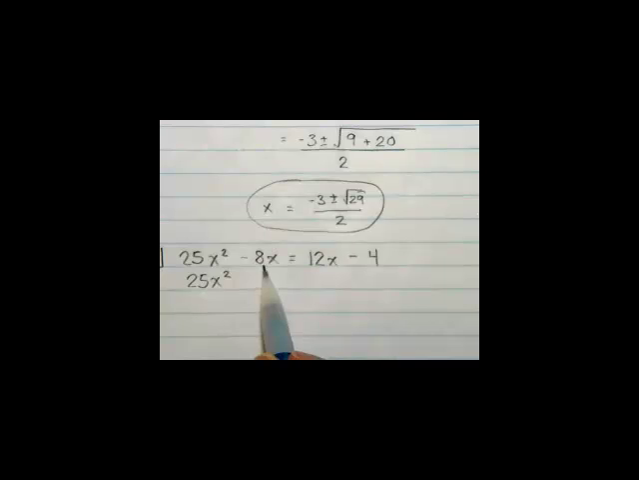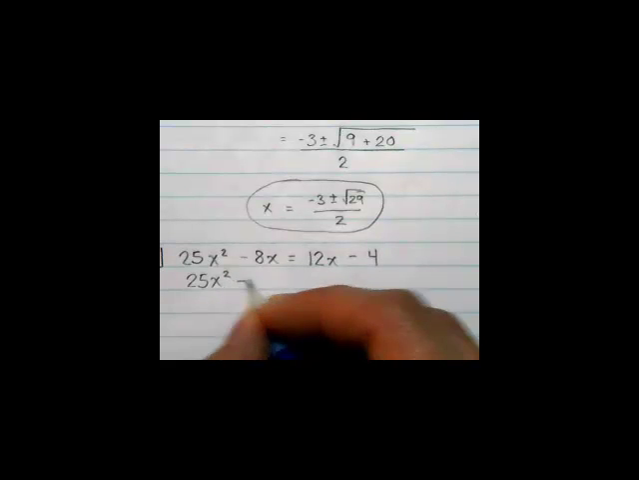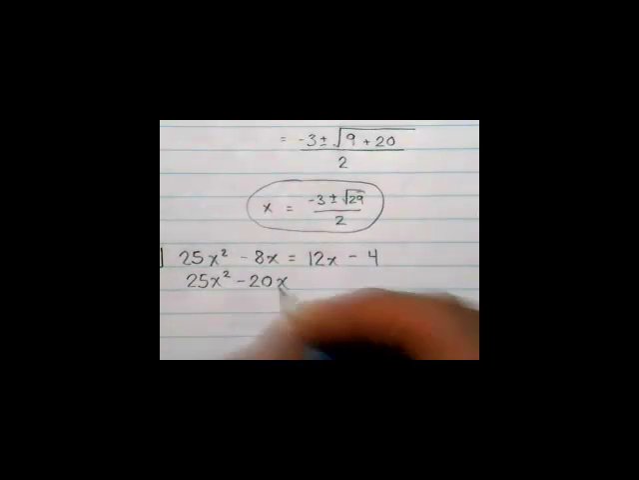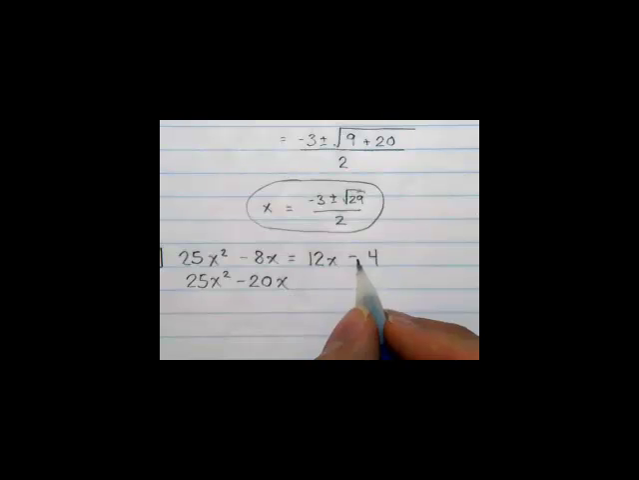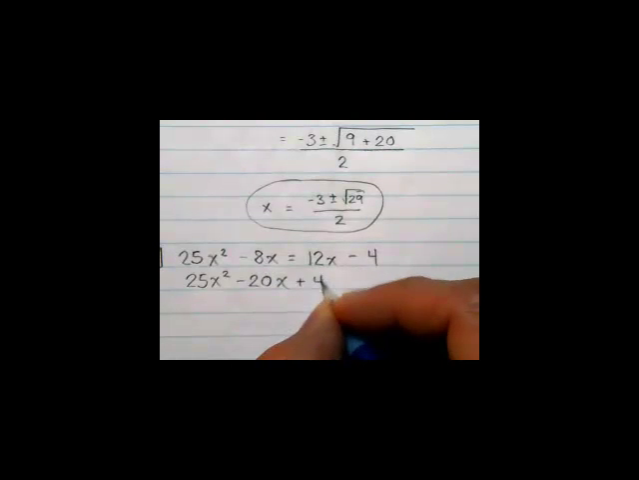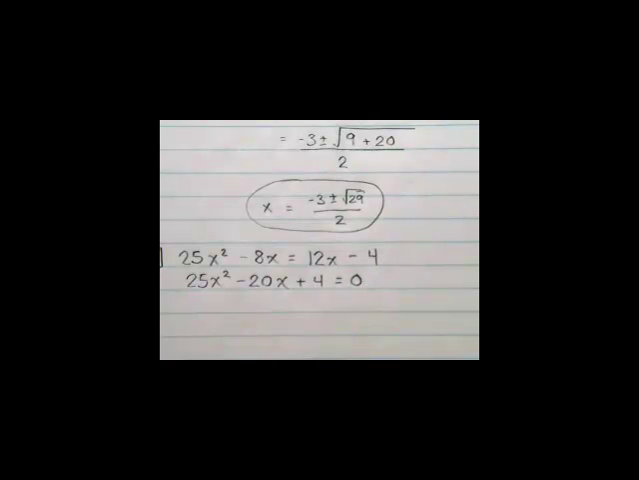So if we do that, I got negative 8x. If I take this 12x and subtract it over, what am I at now? Negative 20, yep. Negative 20x, and then on this negative 4, if I add that to the other side, we're at plus 4. Okay? So you had to subtract the 12x from negative 8x, giving you negative 20x, and then you had to add the 4. So that's really the quadratic we're concerned with then, is 25x squared minus 20x plus 4.